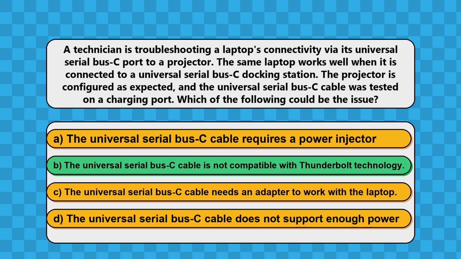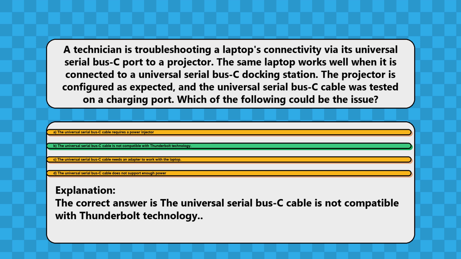The correct answer is option B. The Universal Serial Bus C cable is not compatible with Thunderbolt technology.